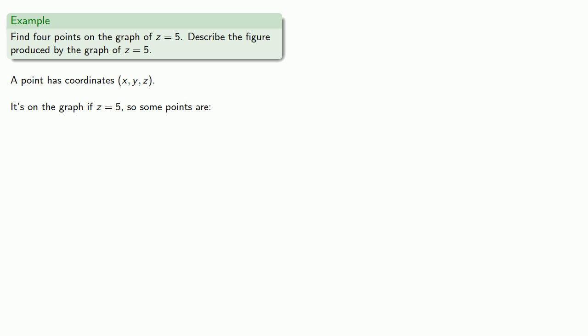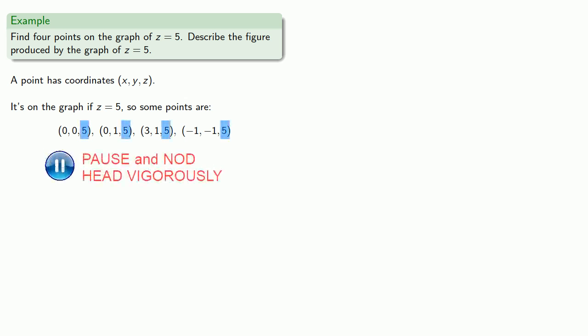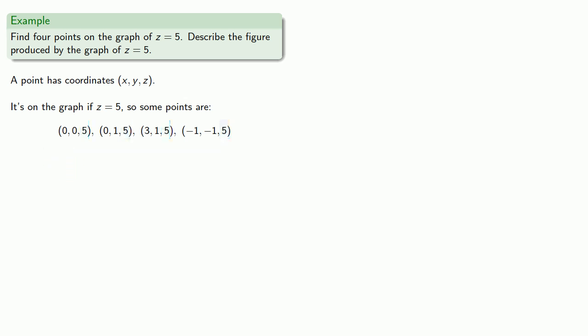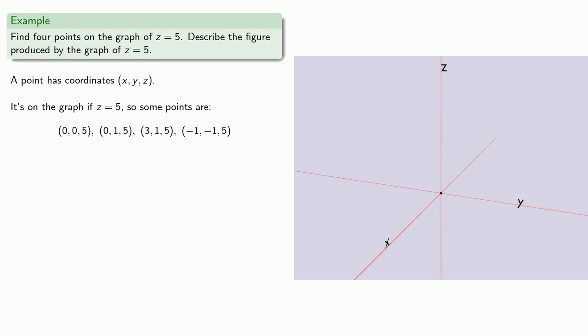So let's pick random values for the x and y coordinates. You can pick whatever values you want as long as your z-coordinate is 5. And if we graph these points, so for (0, 0, 5), don't go anywhere along the x or y axes, but do go 5 units straight up.